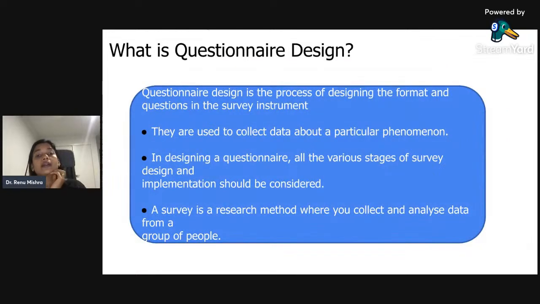Now, coming to what is a questionnaire design. Questionnaire design is basically the process of designing the format of questions in the survey instrument. They are used to collect data about a particular phenomenon. When you design a questionnaire, there are various stages, like designing and implementation. All this will be considered.